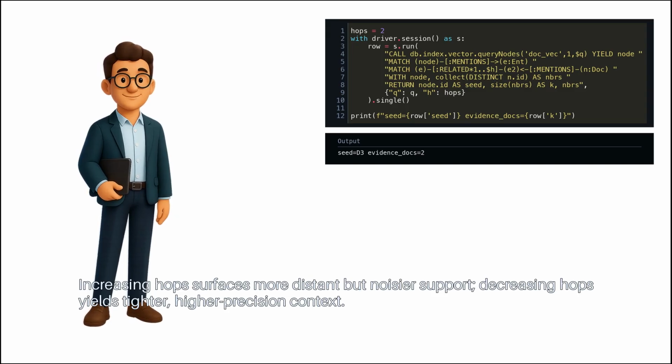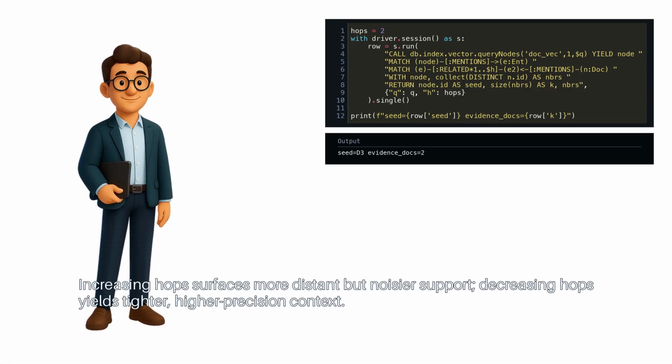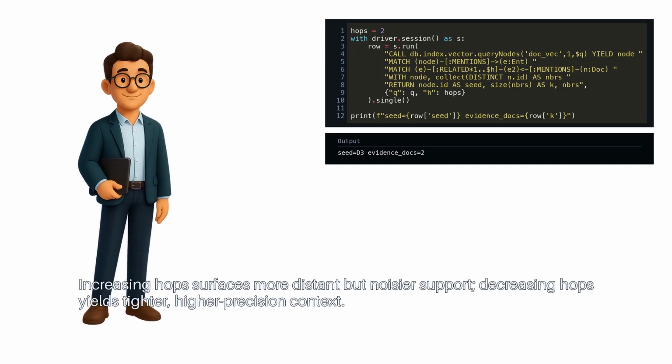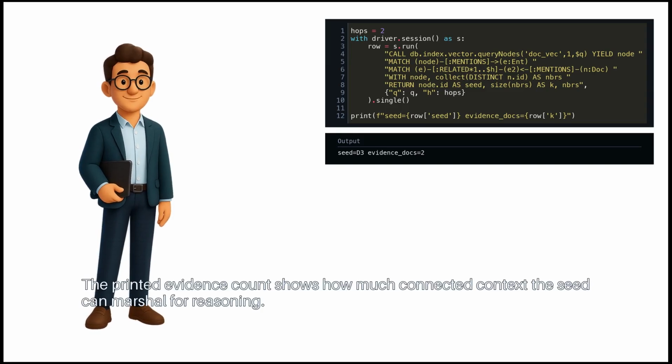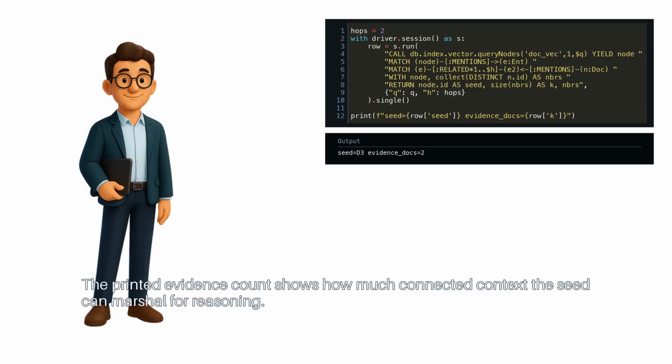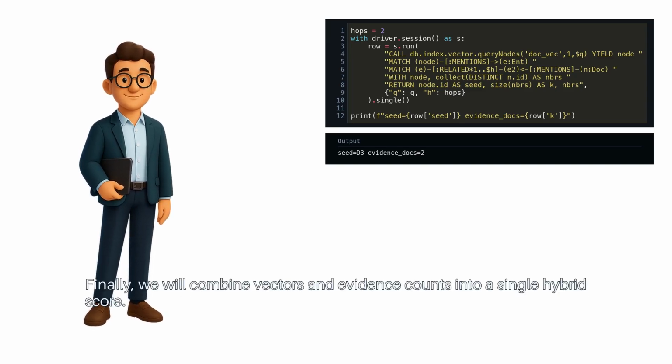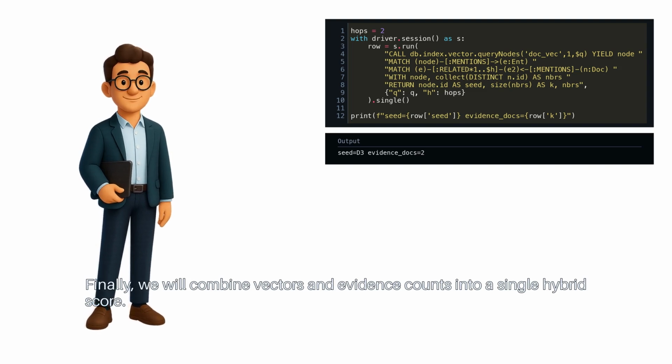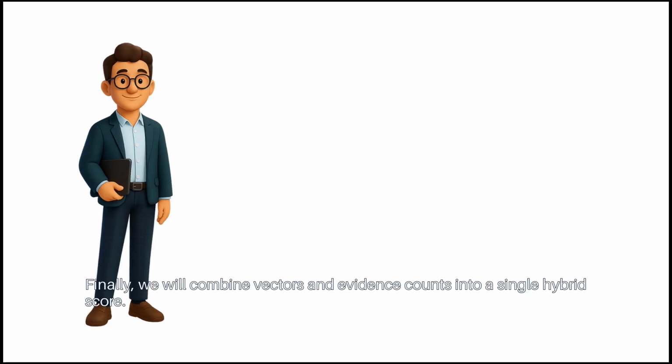Increasing hops surfaces more distant but noisier support. Decreasing hops yields tighter, higher precision context. The printed evidence count shows how much connected context the seed can marshal for reasoning. Finally, we will combine vectors and evidence counts into a single hybrid score.